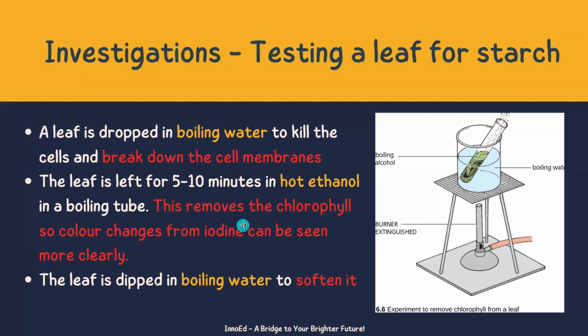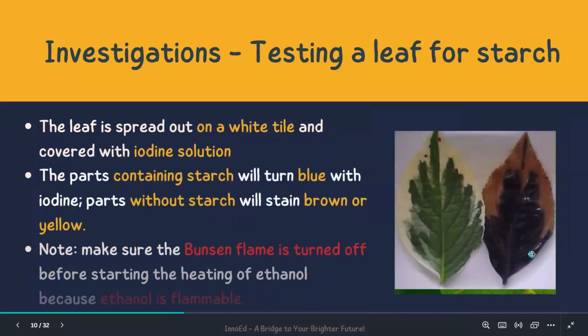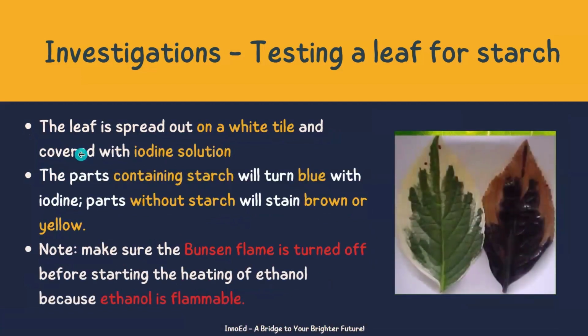This removes the chlorophyll, so color changes from iodine can be seen more clearly. Then we dip the leaf in boiling water again to soften it. Then we take out the leaf and spread it out on a white towel to see changes clearly, and we cover the leaf with lots of iodine solution.